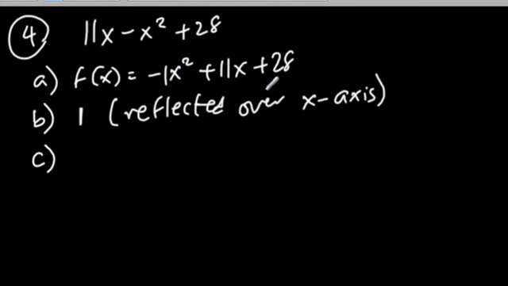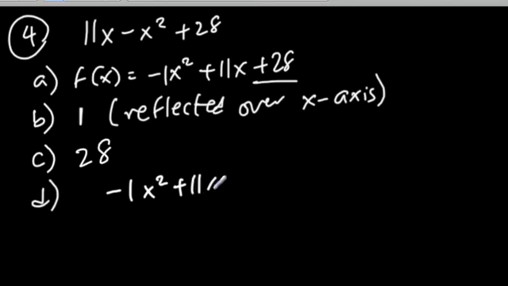So C says find the y-intercept. It's the constant in the standard form, so that's simply 28. D says rearrange, oh sorry, we want this in factored form. So here is the standard form, so plus 11x plus 28.